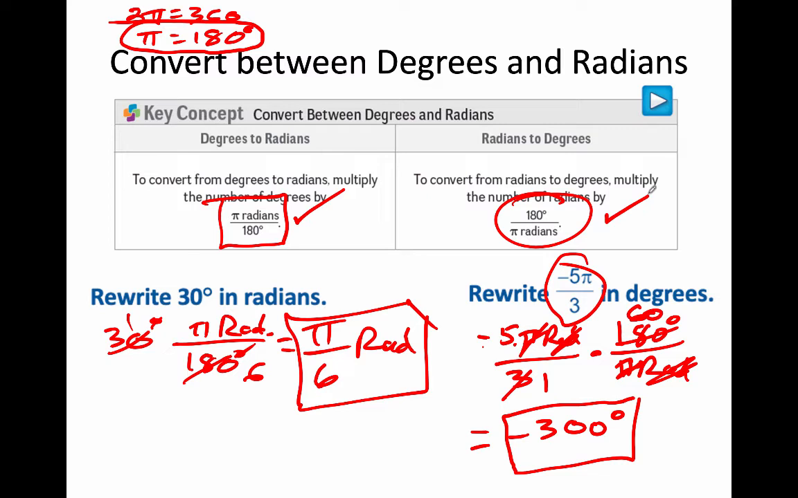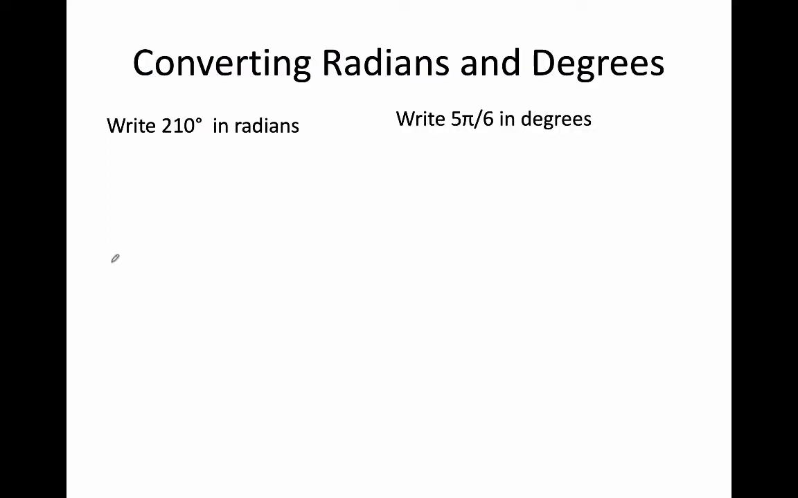So think about going from miles per hour to feet per second. You've been doing that for years in math class and science class. You can make it go by using dimensional analysis. Let's try a couple more.